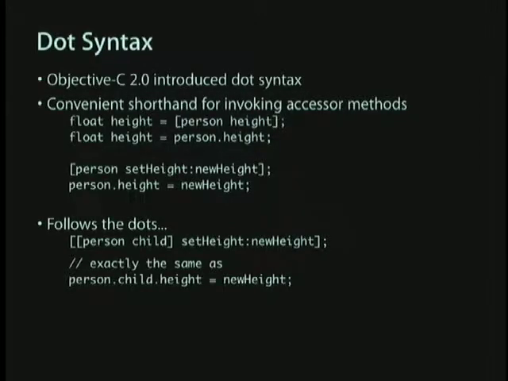It still goes through the normal message dispatch. It's just as dynamic as if you had written the other thing. Literally identical, just different syntax. So if you like to write little dots instead of square brackets, go for it. The same thing works for assignment. If you had a setHeight method and you were trying to pass in a height, you could instead just write instance.height equals new height, and the compiler will turn that into a call to the setHeight method. As it says at the bottom there, person child setHeight is the same as person.child.height equals new height. It's just another way of writing out the same thing.